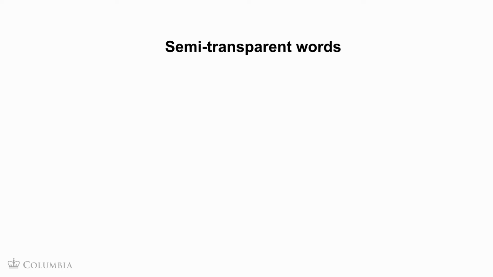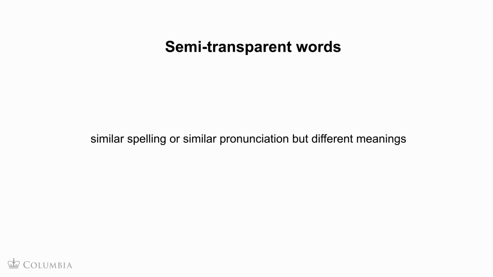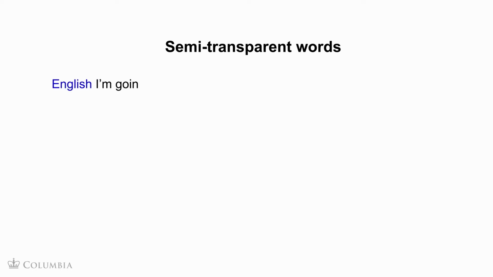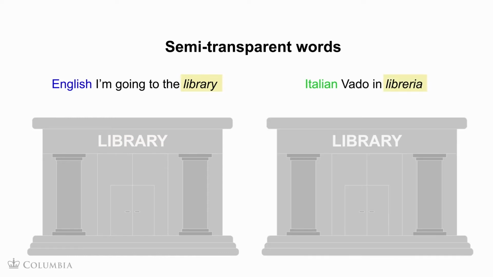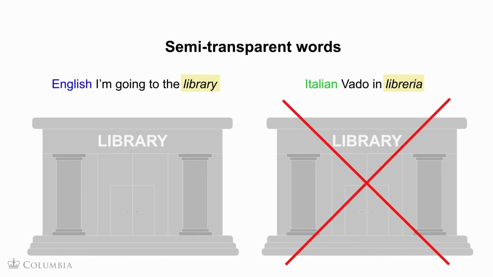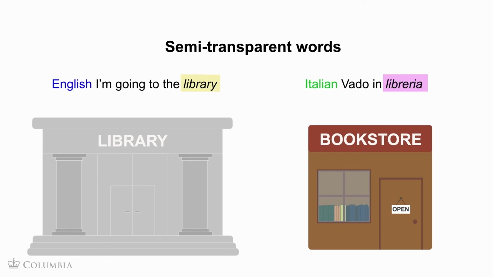Semi-transparent words have similar spelling or similar pronunciation, but they have different meanings. For instance, look at the sentence, I'm going to the library. In Italian, it's vado in libreria. The word libreria looks similar to library, but its meaning is different. It means bookstore. So, library and libreria are semi-transparent words because they have similar spelling and similar pronunciation, but they have different meanings.